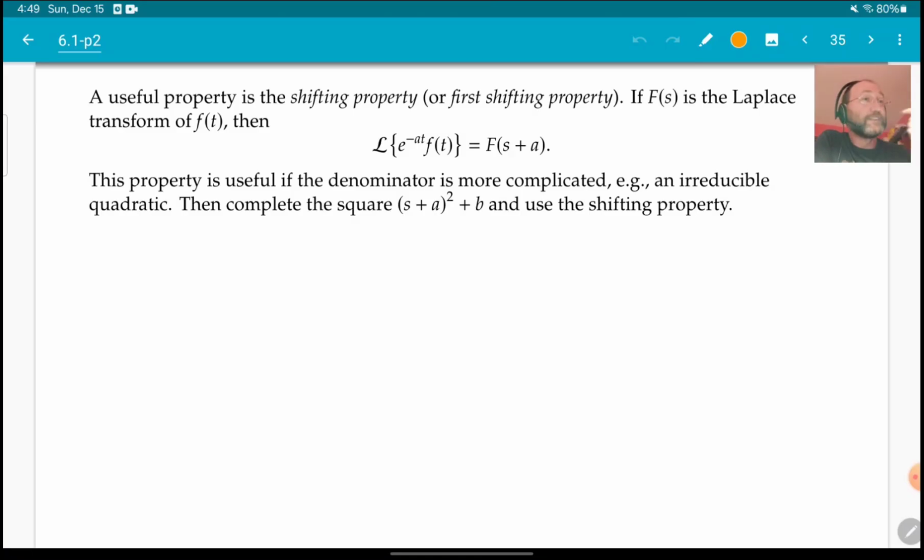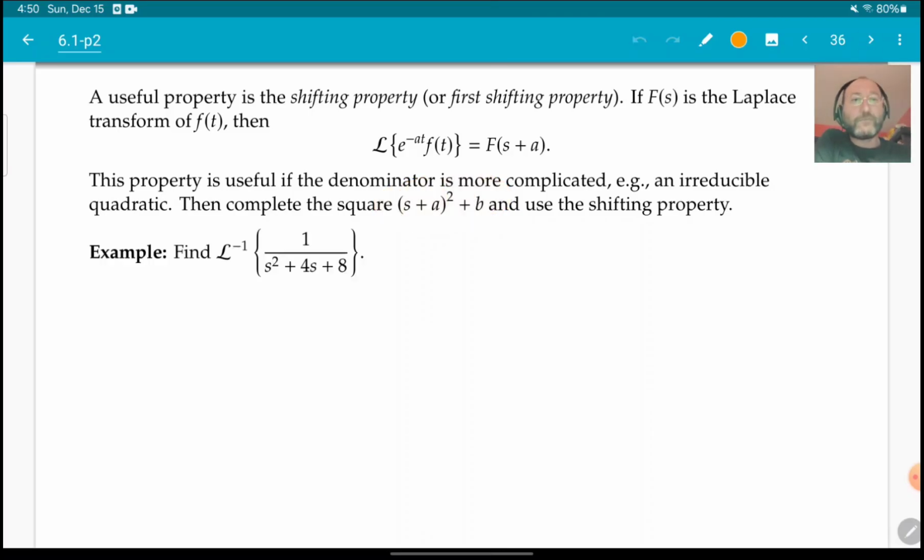So for example, it is useful if the denominator is more complex, an irreducible quadratic, for example. So what we do is we complete the square, right? So you have s plus a. If this s plus a had been s, then you would have just s squared plus b, and we could work with that. We know how to do those: they're going to be sines and cosines, right? So that's what we're going to do.